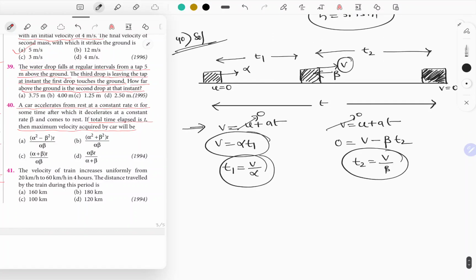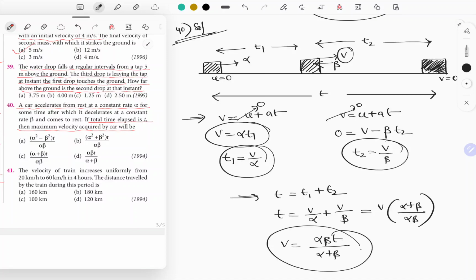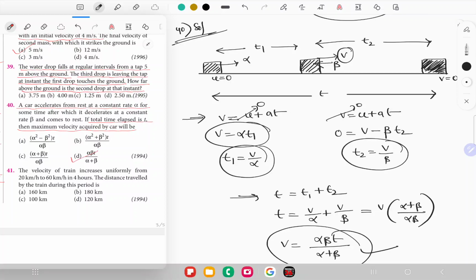One more thing we know, that total time t is equal to t1 plus t2. t1 is v by alpha and t2 is v by beta. So from this we can write v common, alpha plus beta divided by alpha beta, then v is equal to alpha beta into t divided by alpha plus beta. This is the answer. Which option matches? Option D. Super.